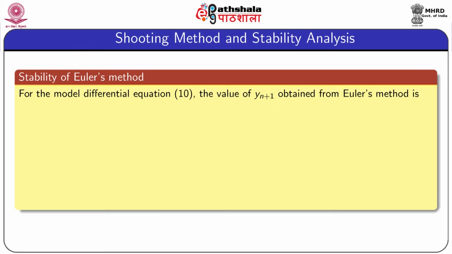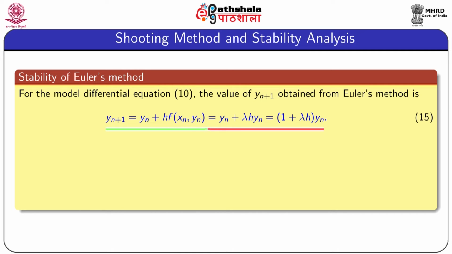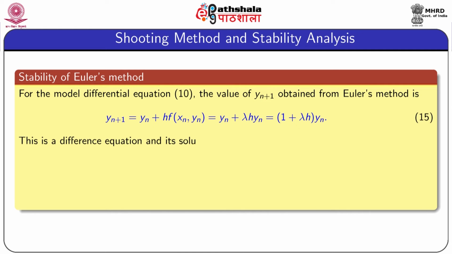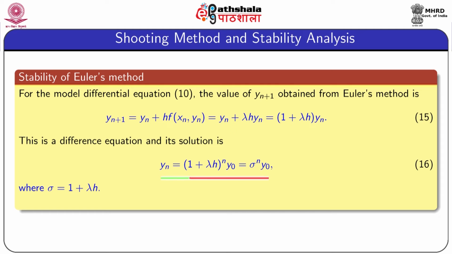Now we consider a particular case, that means the stability of Euler's method. For the model differential equation 10, the value of y_{n+1} obtained by Euler's method is given by equation 15. That means y_{n+1} equals (1 plus lambda h) times y_n. This is nothing but a difference equation, and by solving it we get the solution y_n equals (1 plus lambda h) to the power n times y_0, which is equal to sigma to the power n times y_0, where sigma equals 1 plus lambda h.